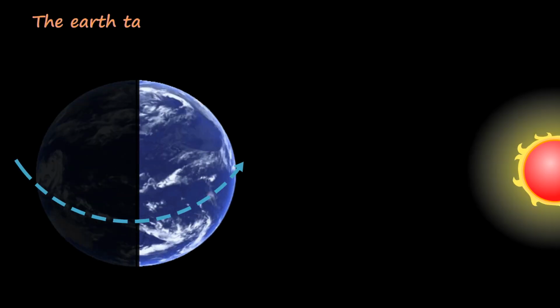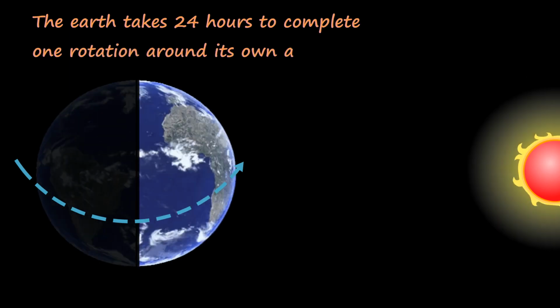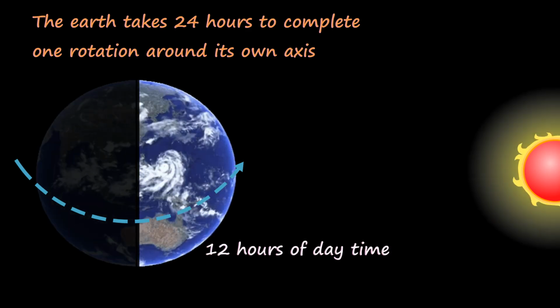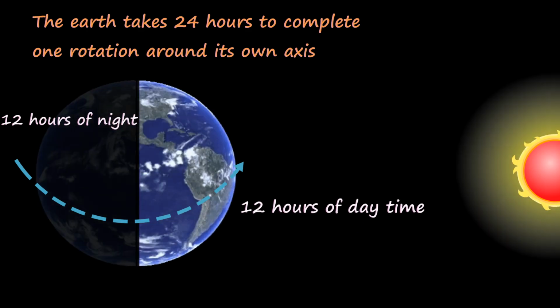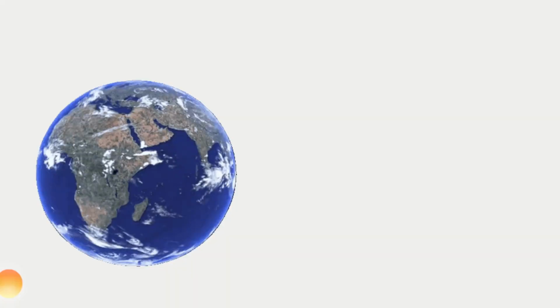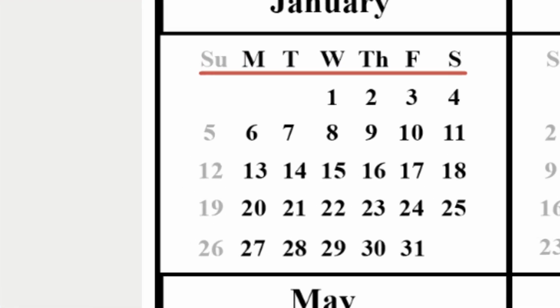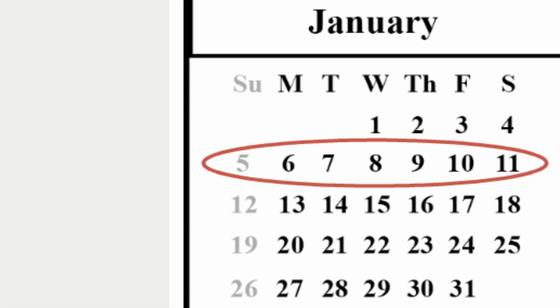The Earth takes 24 hours to complete one rotation around its own axis. These 24 hours are divided into 12 hours of daytime and 12 hours of night. A period of daytime and night together make one day. Children, can you all tell me how many days are there in a week? Yes, right. There are 7 days in a week, from Monday to Sunday. So, Monday to Sunday makes 1 week.